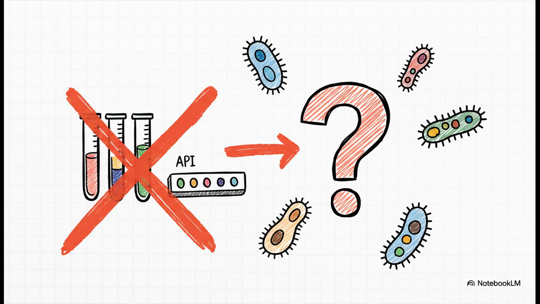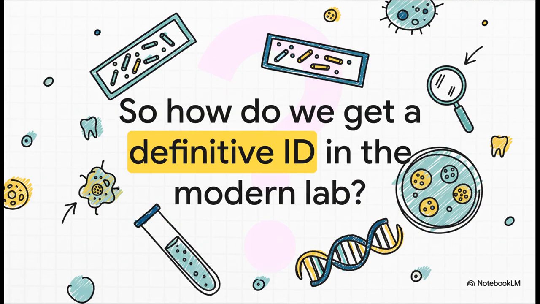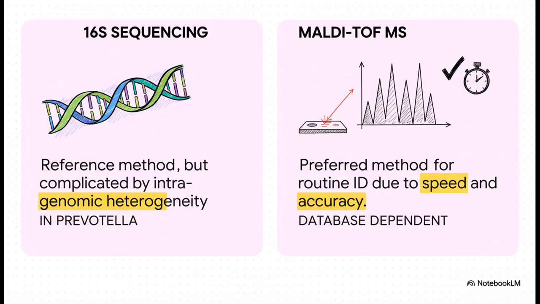And here's the bottom line, and it's a really important one. Just relying on traditional biochemical test strips and panels can be a recipe for misidentification with these guys. Which, of course, begs the question: in a modern clinical lab, what's our gold standard for getting a confident, accurate ID? And that brings us to the two heavy hitters.